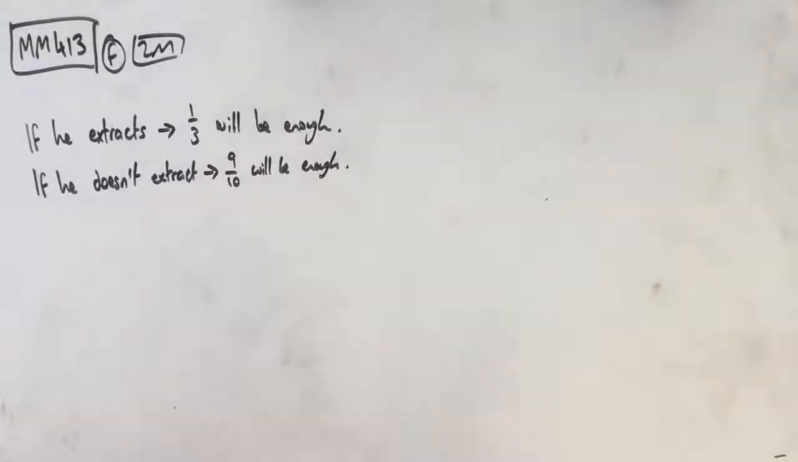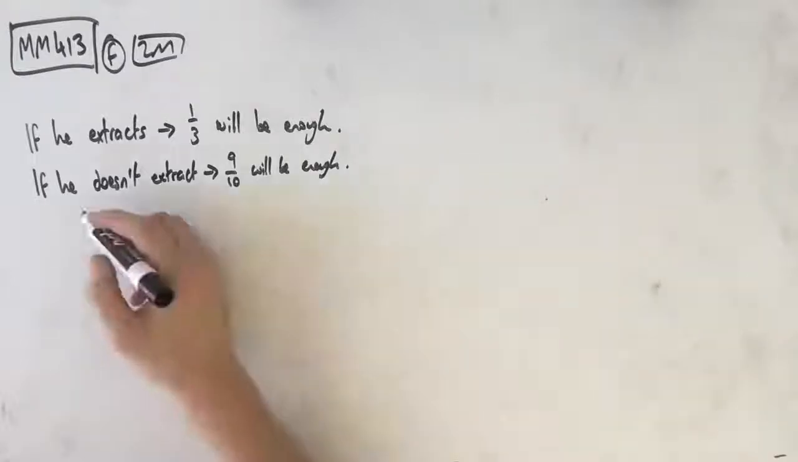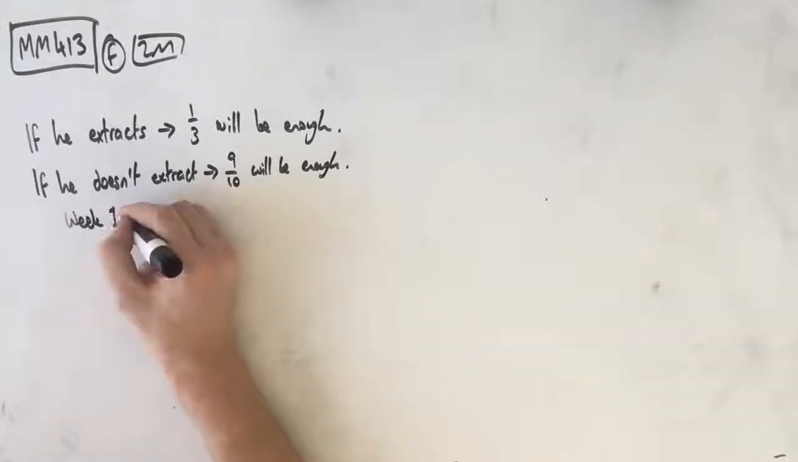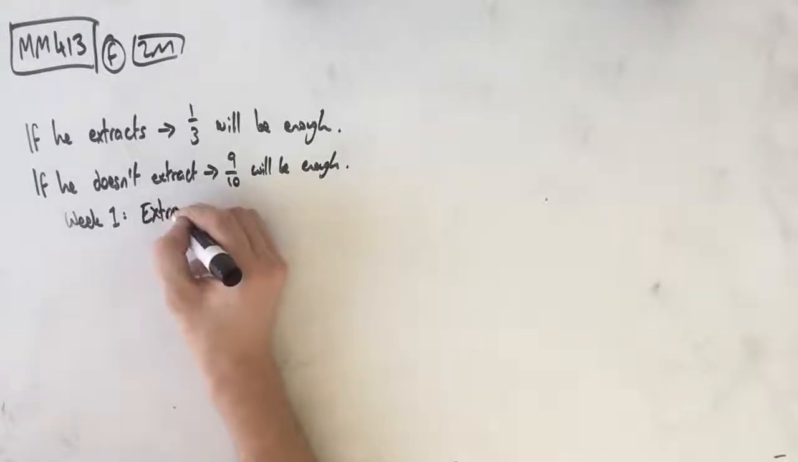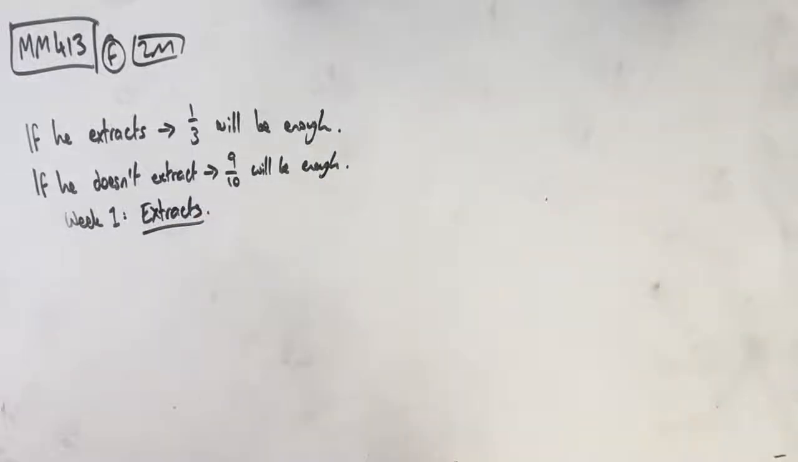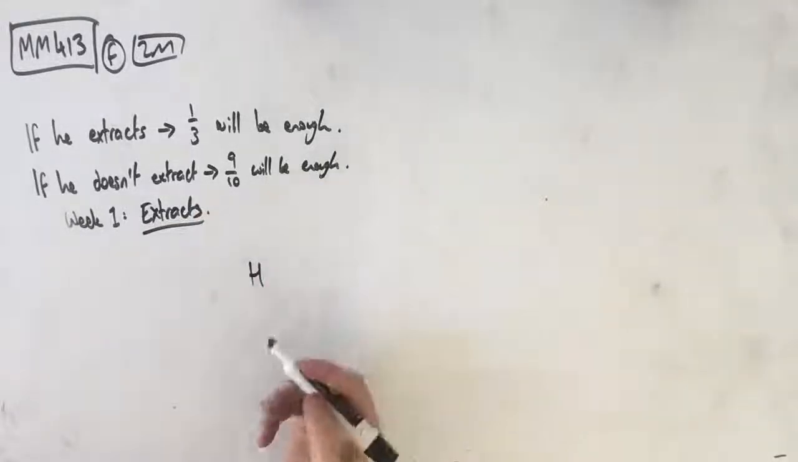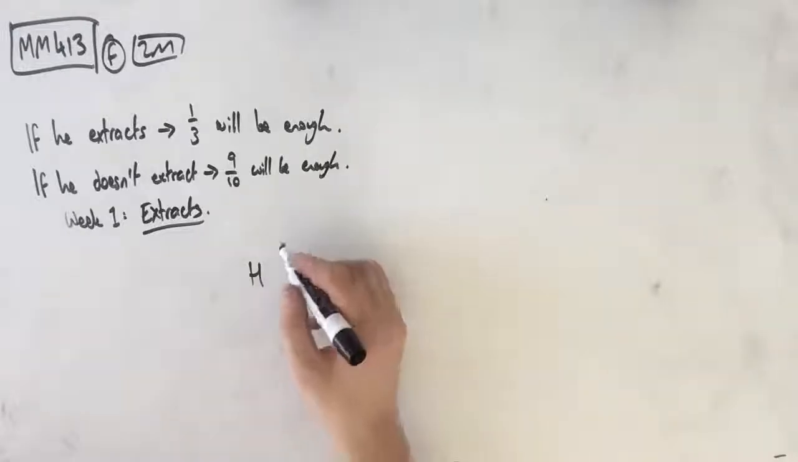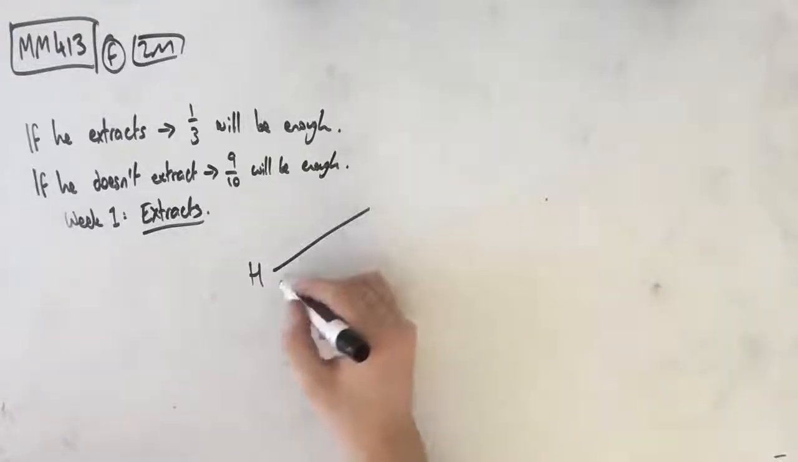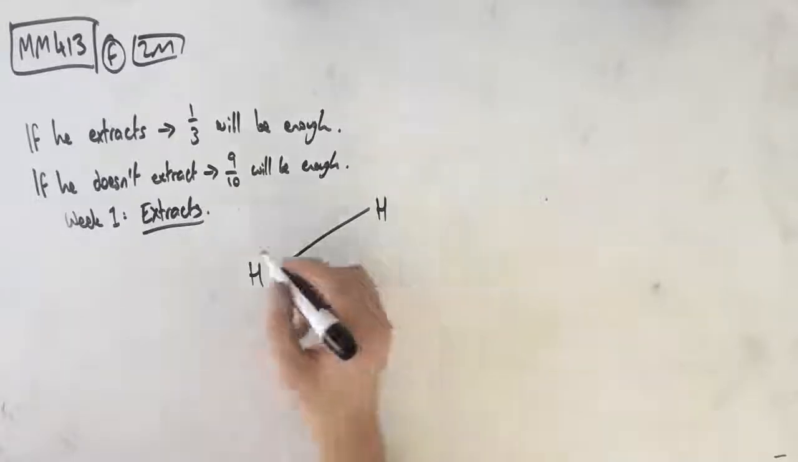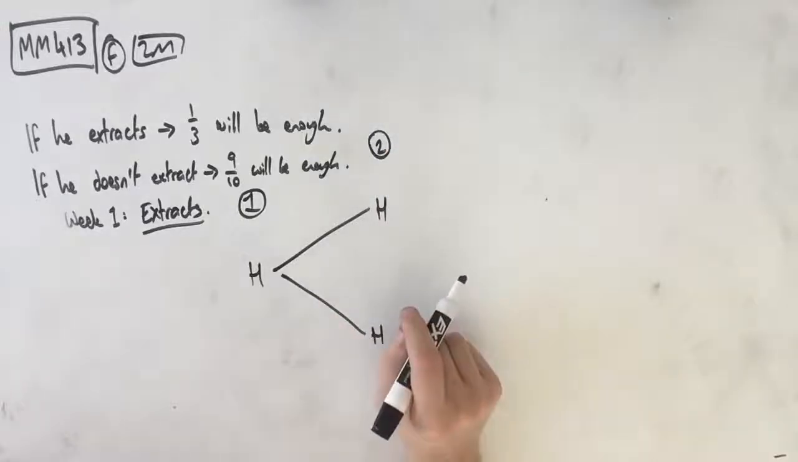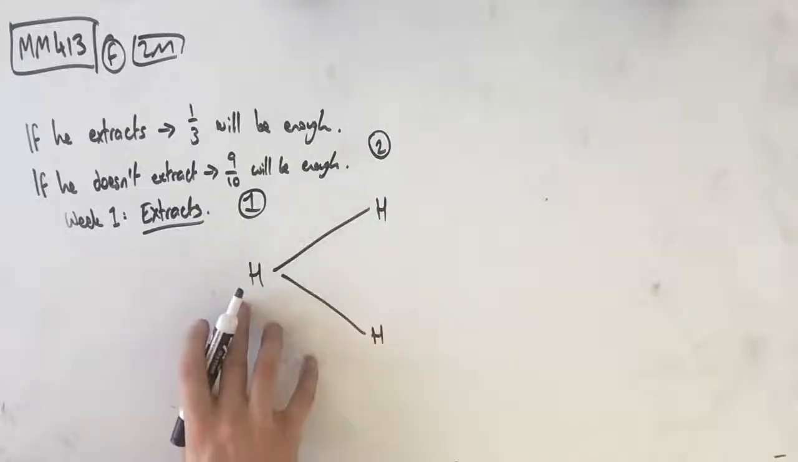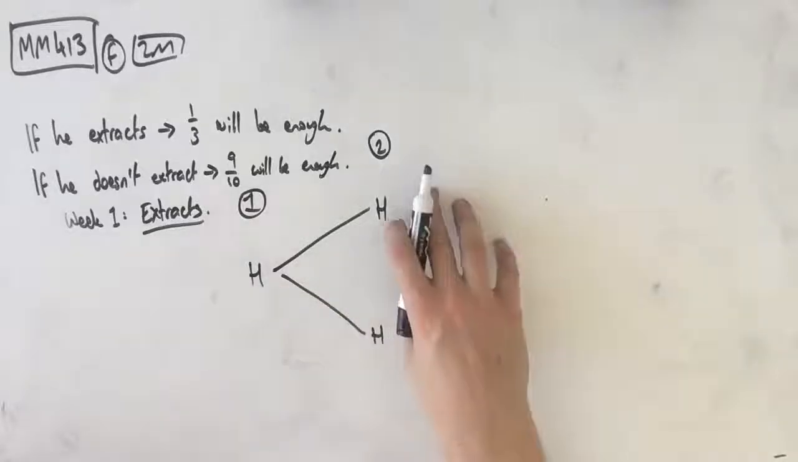So what we're going to do is we know that in week 1 of June, he does extract it, okay? So he does extract. Which means that in the first week, he extracts it. So I'm just going to use H because of honey. So he extracts the honey. The next week, he can either extract it or not extract it. So that's week 1. This is week 2. And we're looking for the probability that he extracted honey in exactly one of the following 3 weeks. So we actually need to do 4 weeks worth.